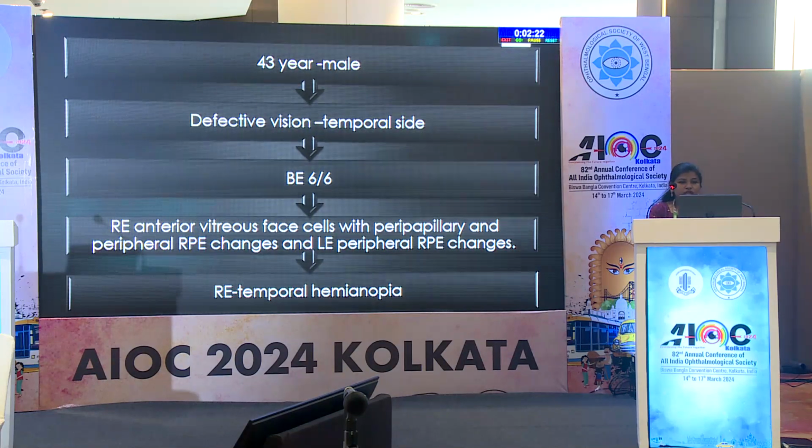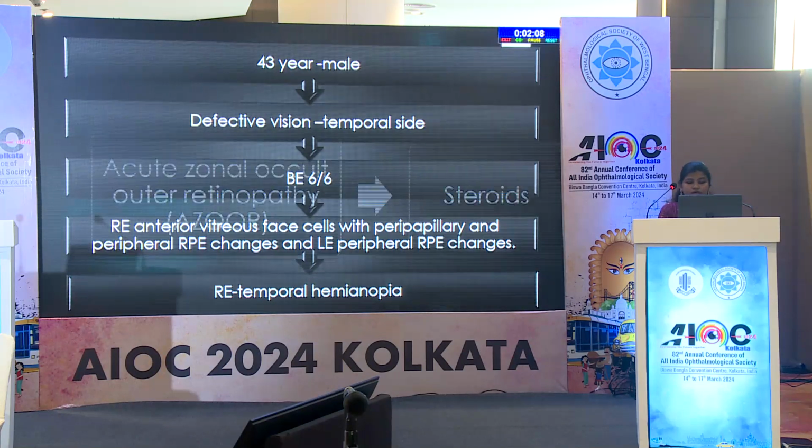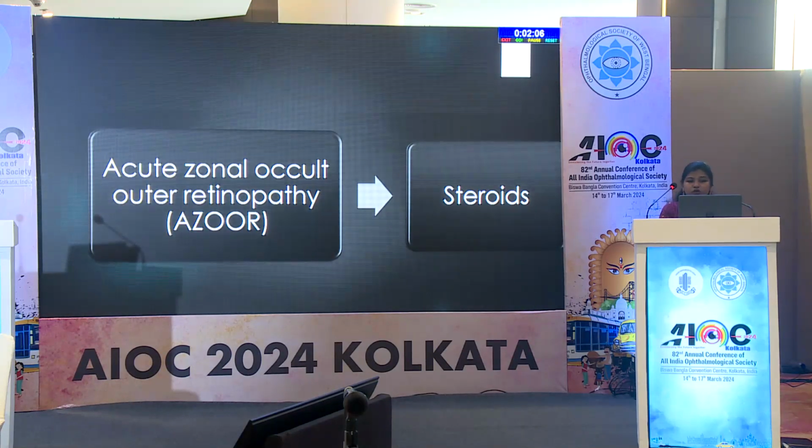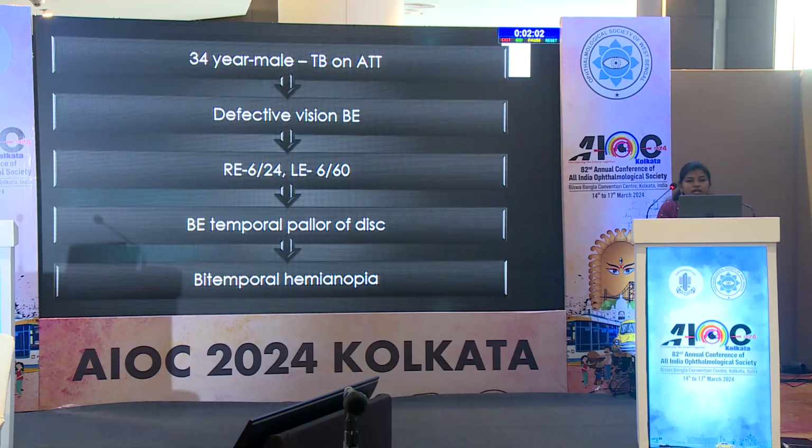The next case is a 43-year-old male who presented with defective vision on the temporal side. Both eye vision is 6/6. The right eye fundus shows anterior vitreous cells with peripapillary and peripheral RP changes, and the left eye shows peripheral RP changes. It was diagnosed as acute zonal occult outer retinopathy, and it was treated with steroids.